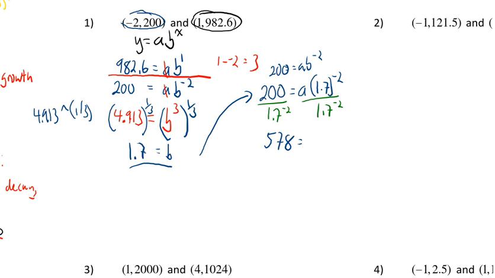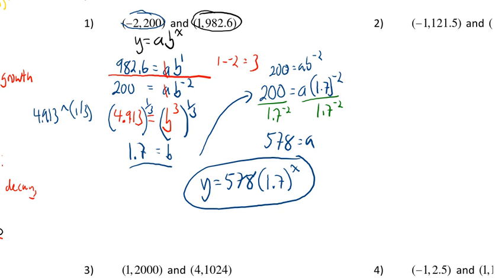And then let's go put it together. Y equals 578 times 1.7 to the x power. That's the exponential growth function that contains those 2 points. Questions?